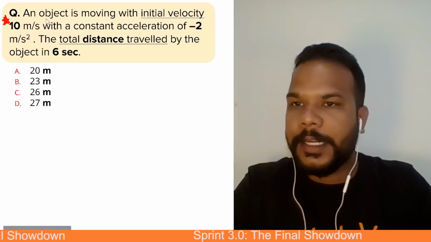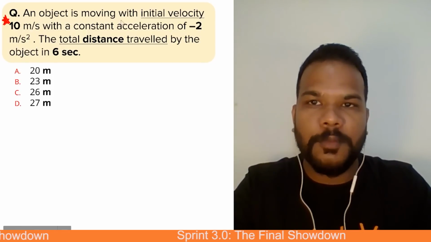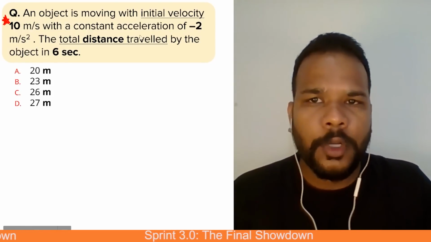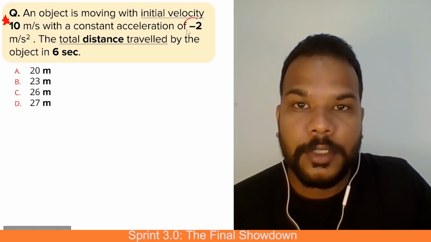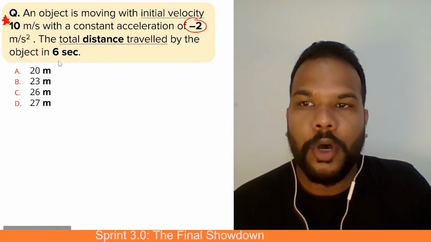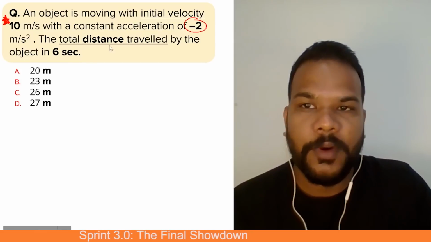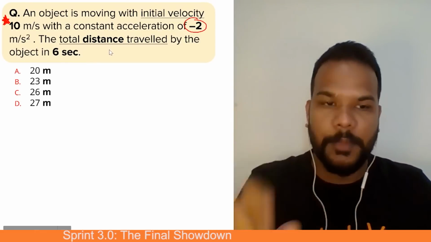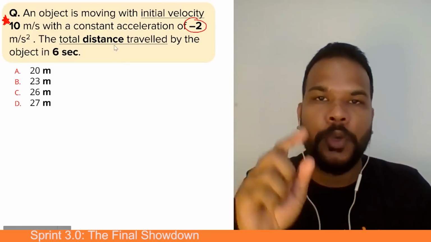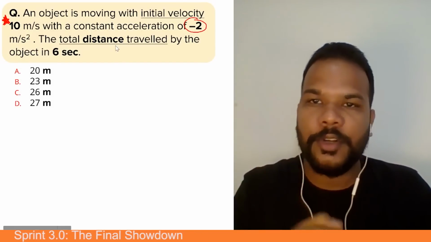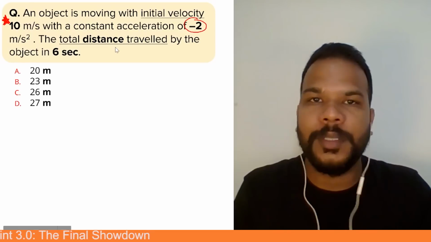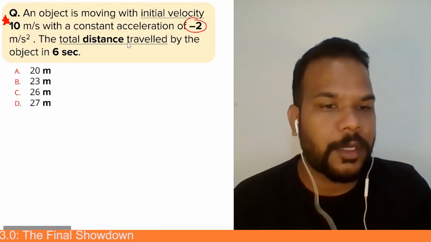Question में पहले हम लोग question read करते हैं. Let's read the question. An object is moving with initial velocity 10 meters per second with a constant acceleration of minus 2 meters per second square. Okay, so the total distance traveled by the object in 6 seconds is to be found. So whenever guys, please remember this minus 2a इसलिए लिखा हुआ है क्योंकि वो नेगेटिव पहले रिटार्डेशन है और उसके बाद में नेगेटिव एक्सेलरेशन भी हो सकता है. So minus 2 is possibility for acceleration also because it's a vector quantity.